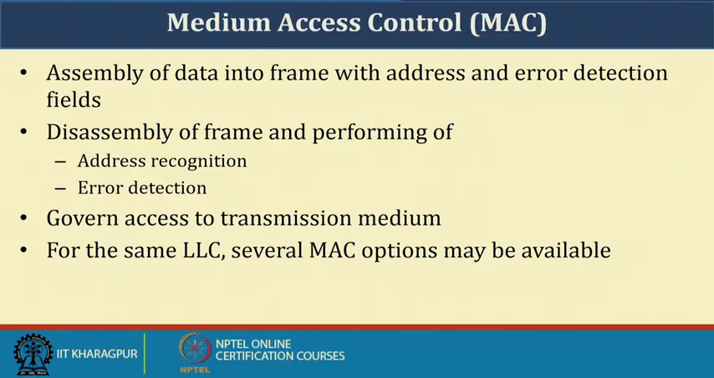It governs access to the transmission media, which is one of the major concerns. For the same LLC, several MAC options may be available. That is another interesting part: you have one LLC, but you can have different MAC options, or MAC mechanisms, for the same LLC. By dividing into two aspects, one LLC for higher layer connectivity and MAC for physical layer connectivity, what we achieve is that you can now have a number of MAC solutions for the same type of LLC.